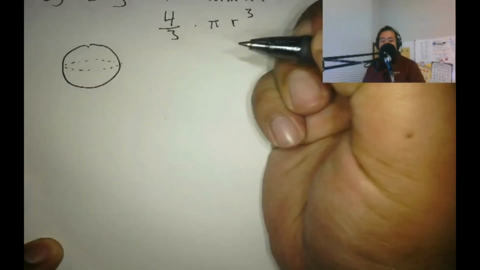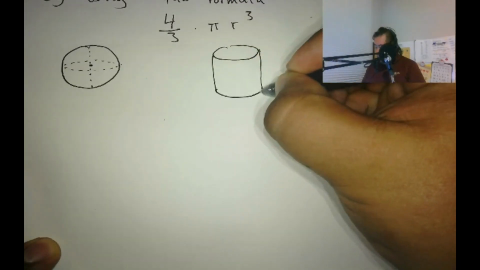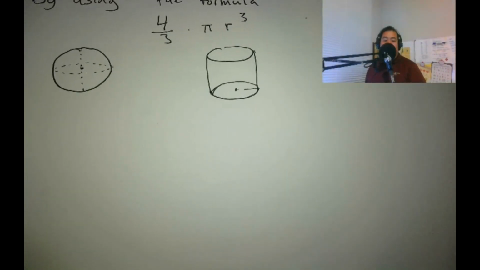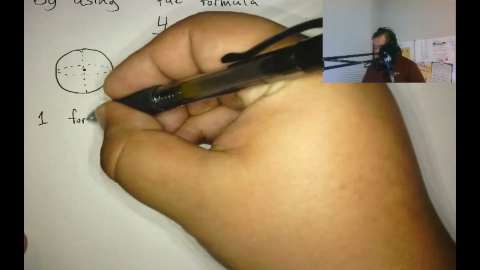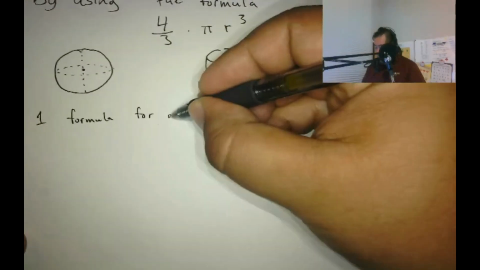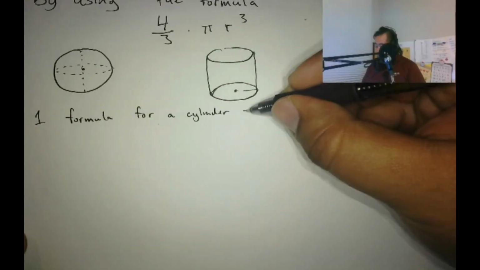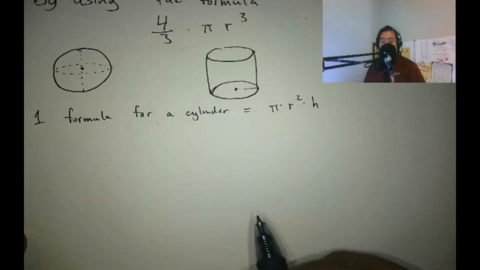Alright, so here we have two different shapes. We have a sphere on the left and we have our cylinder on the right. They both have the same radius and the same height. So when I'm finding the volume of a sphere, I'm going to start off by using the volume for our cylinder. So the formula for a cylinder is pi r squared times h. Pi r squared times the height.